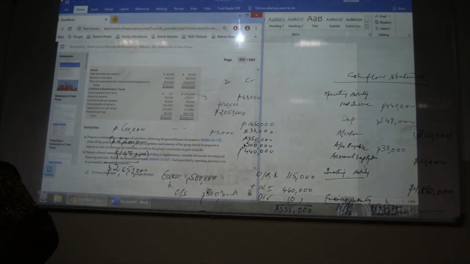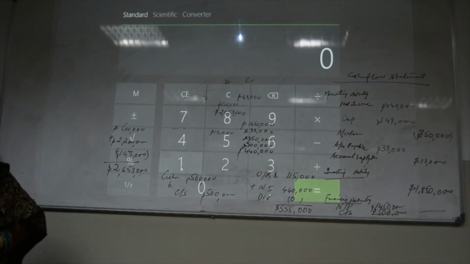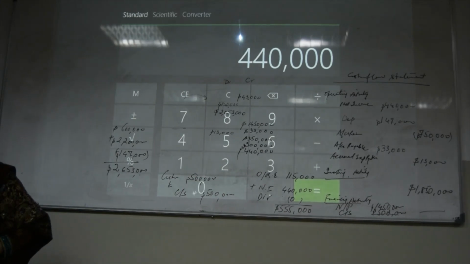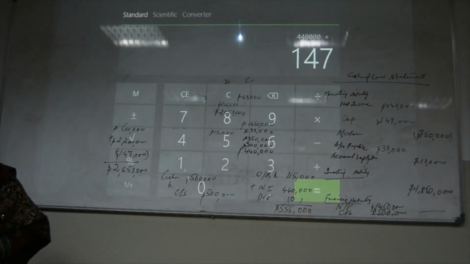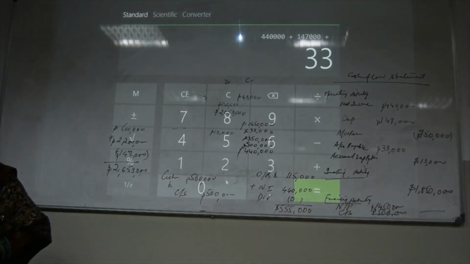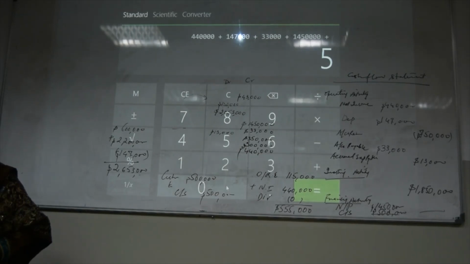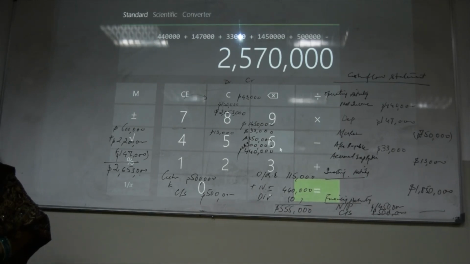And now you can just simply take the calculator and see the values. So we have 440,000 plus 147,000 plus 33,000 plus 1,450,000 plus 500,000 and subtracted by all the remaining values to get you a net cash outflow.